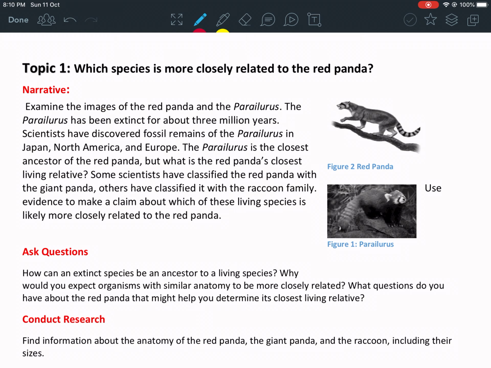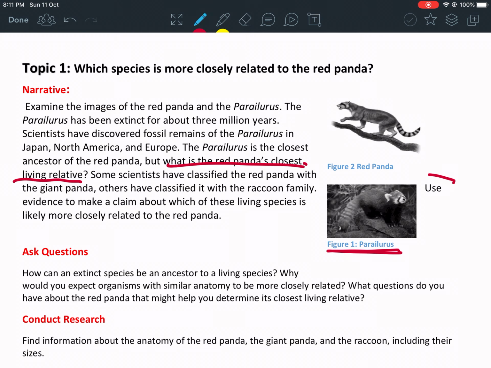So first they tell you to check these two images. This is an ancestor of the red panda from a long time ago. Parailurus, okay, it's a weird word, has been extinct for about 3 million years, and scientists have discovered the remains of it in Japan, and it is the closest ancestor to the red panda. But what is the red panda's closest living relative? This is the question you have to answer. Which is closely related to the red panda that is living?